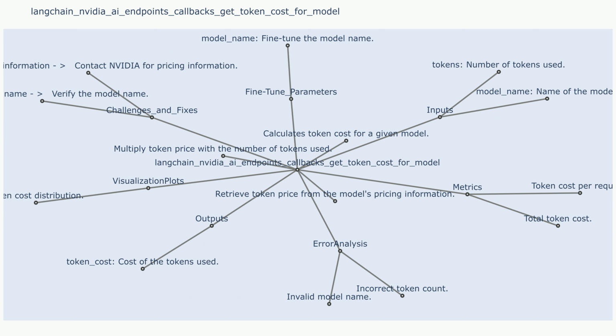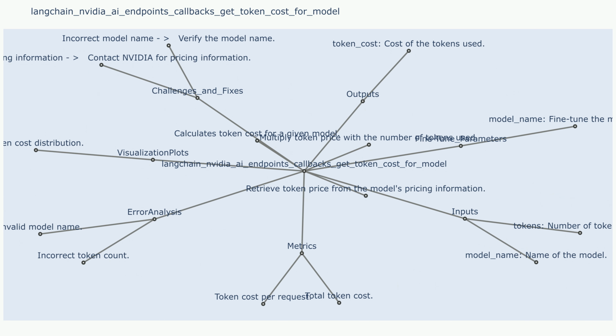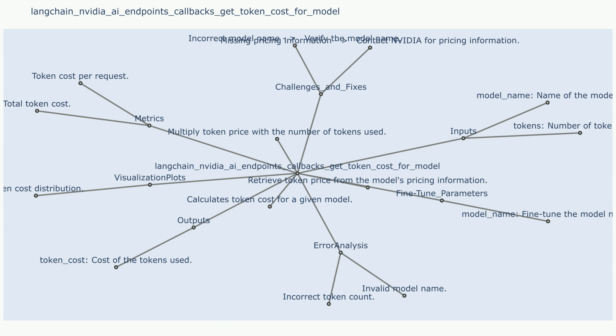Steps. The callback first extracts the model name and prompt from the input. It then uses the token count function from LangChain LLMS base to determine the number of tokens in the prompt. The callback retrieves pricing information for the specified model from the NVIDIA AI endpoints service. This information includes cost per token. Finally, the callback multiplies the token count by the cost per token to calculate the estimated cost of using the language model.